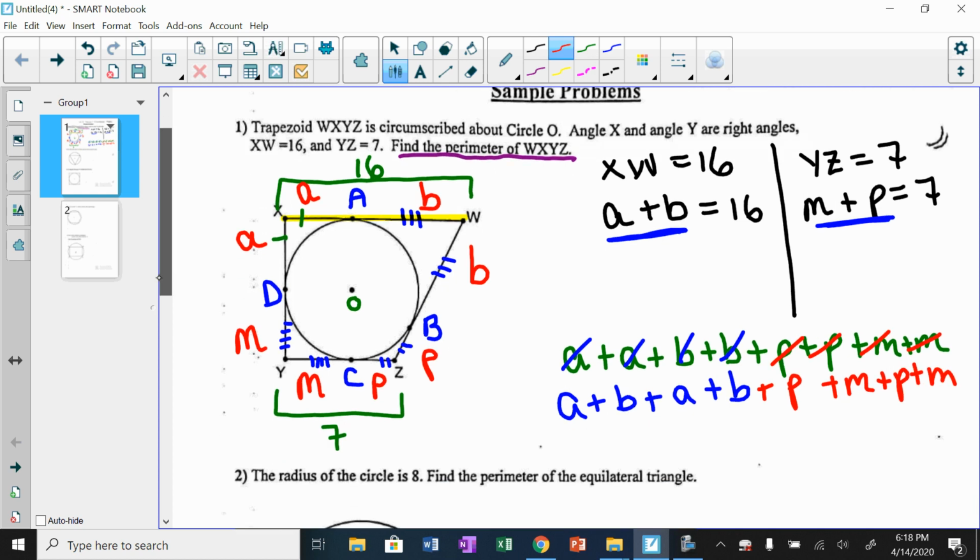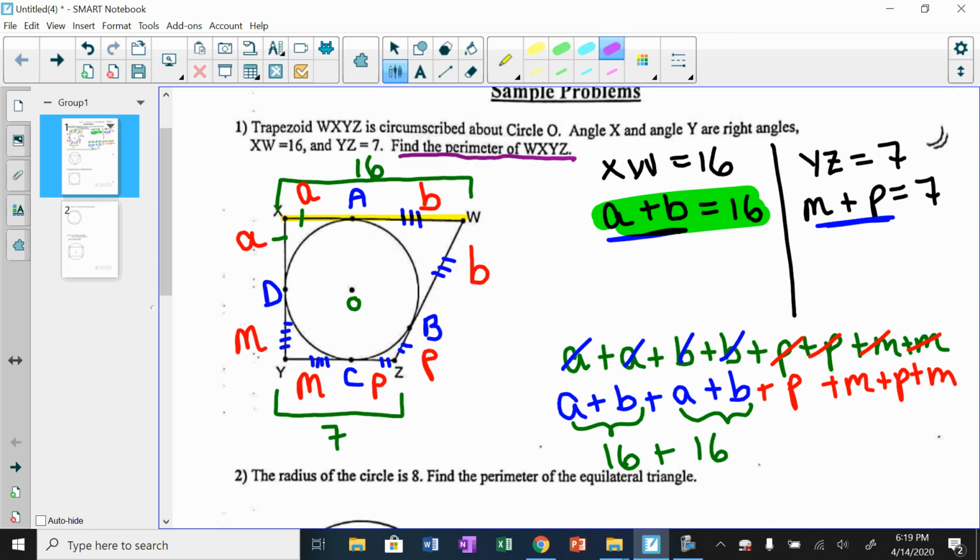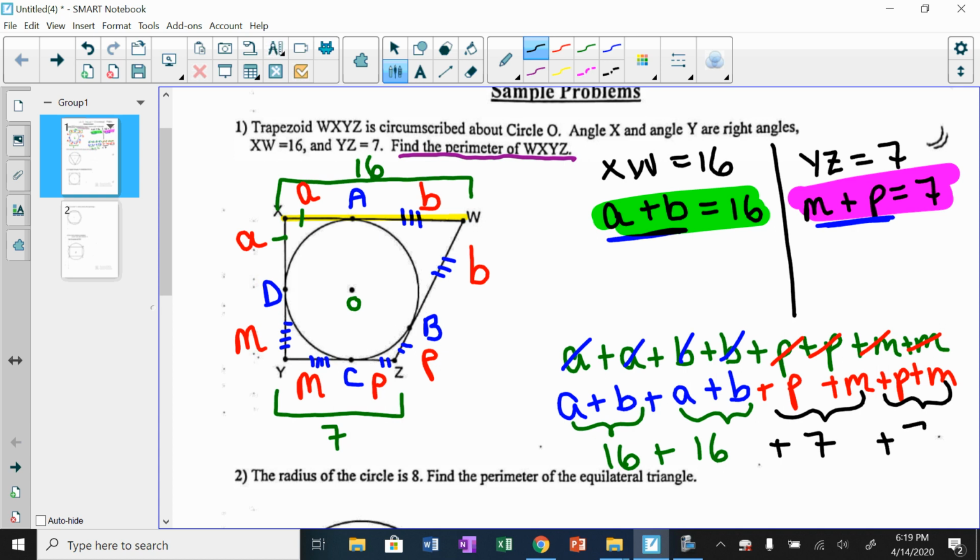Now, why do you think I did that? I did that because A plus B has to equal 16. So every time I have an A and a B added together, I can substitute in 16, and then another 16. And every time I see a P and an M added together, I know that's equivalent to 7. So that's P plus M, so plus 7, and then another P plus M, another 7. So my whole perimeter is going to equal 16 plus 16 plus 7 plus 7.